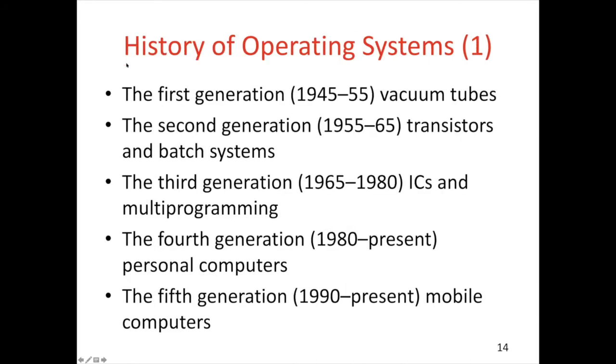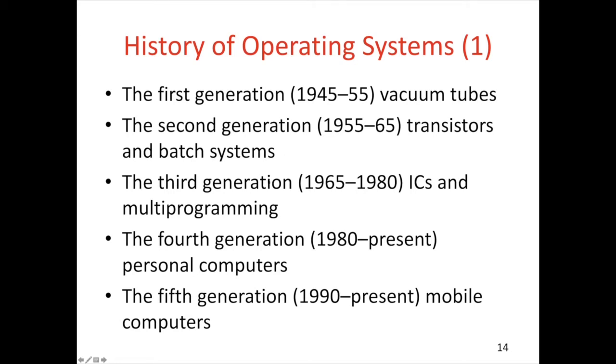Now we are going to consider the history of operating systems. In the first generation of computers, which is between 1945 and 55, vacuum tubes are used. In the second generation, which is between 1955 and 65, transistors and batch systems are used.